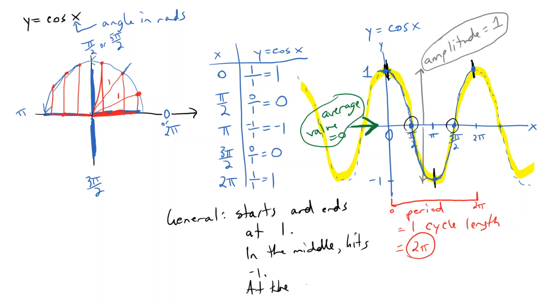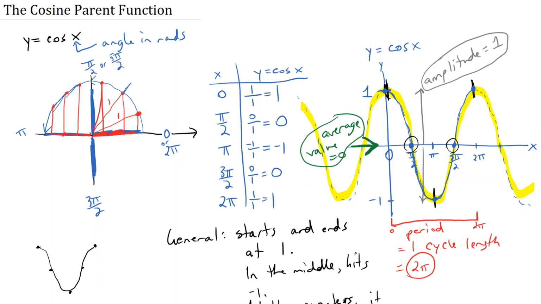That's what I usually call it in my classes, my seated classes. At the quarters, it hits 0. Okay? So that's kind of important to know. So if you want to construct the cosine graph, start at 1, end at 1. In the middle, you're at -1. And at the quarters, halfway between those, you're at 0. And then connect it with a smooth curve that kind of levels off at the tops and bottoms. Alright? So that is the cosine parent function.